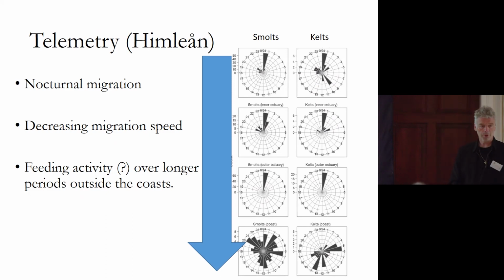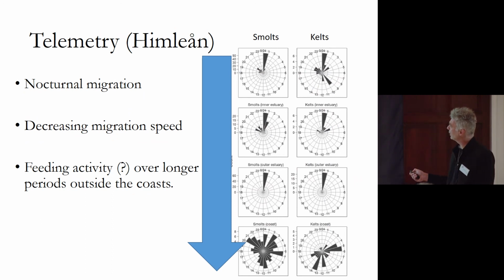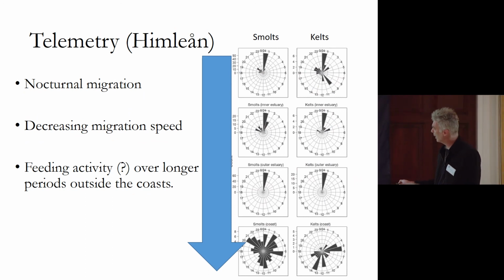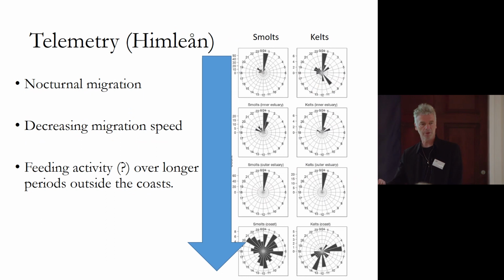Then we followed them along the coastline further out, and this is from the inland shore to the outer coastline. And this is clockwise activity. So mainly nocturnal migration on the migration route towards the outer coastline. But when they are on the outer coastline, they seem to be feeding around the clock. We don't know what they're doing, but we interpret it as they probably start to feed in this region, and they are just out-migrating to feed in this region.